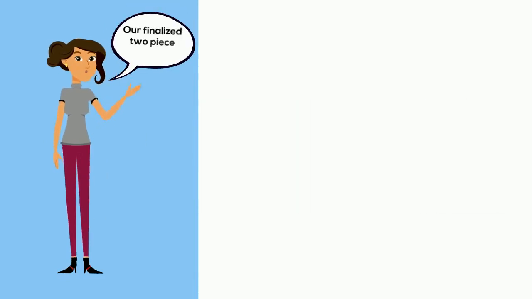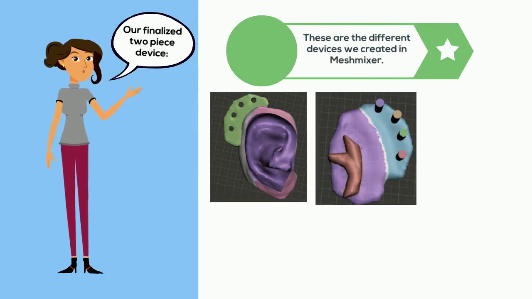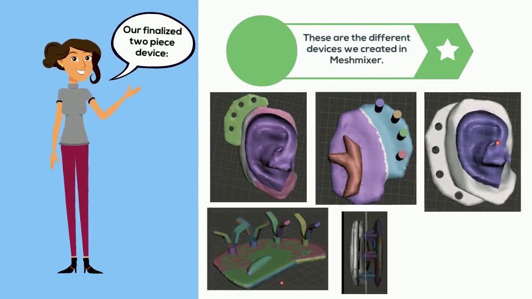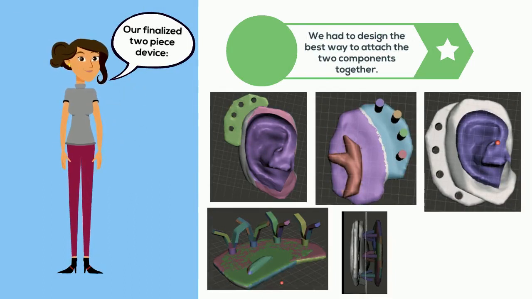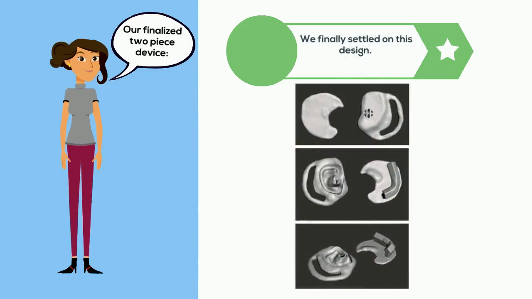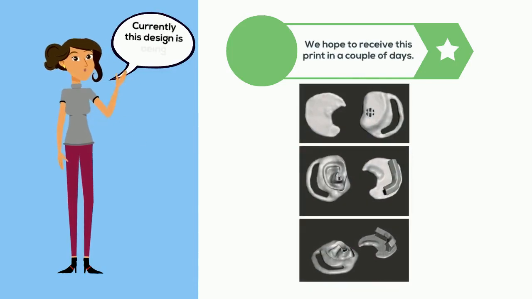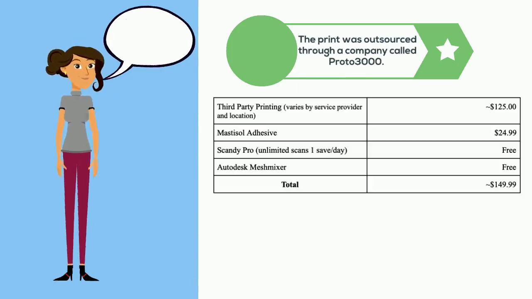Our finalized two-piece device. These are the different devices we created in Mesh Mixer. We had to design the best way to attach the two components together. We finally settled on this design. Currently, this design is being printed. We hope to receive this print in a couple of days.